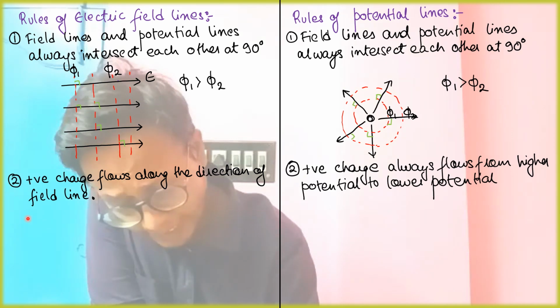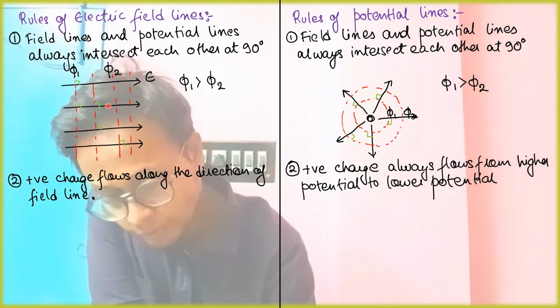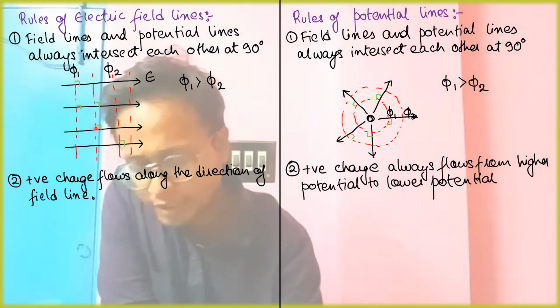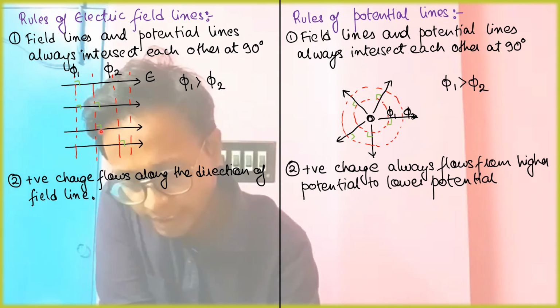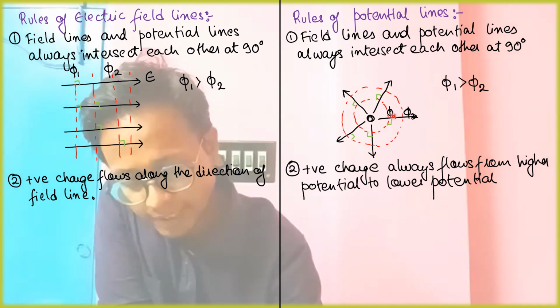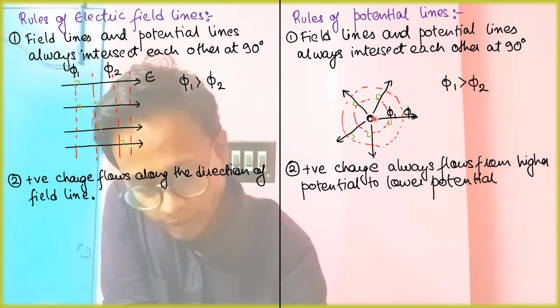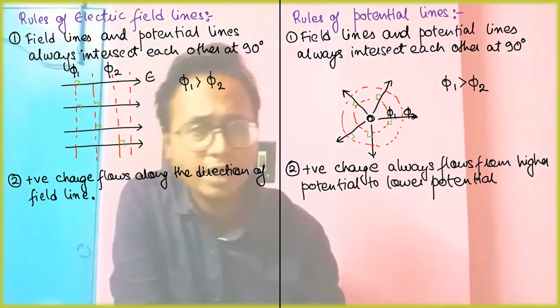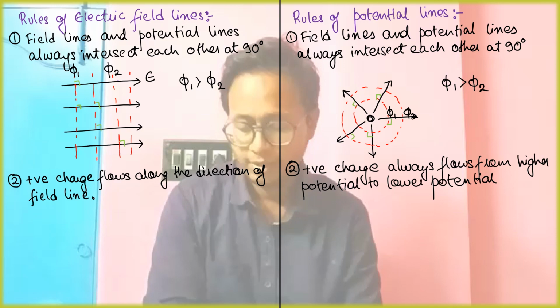Similarly, a negative charge would move opposite to the direction of electric field lines. Suppose I keep a negative charge out here, it will flow along this direction. If I keep a negative charge out here, it will flow along this direction, opposite to the electric field lines, isn't it?